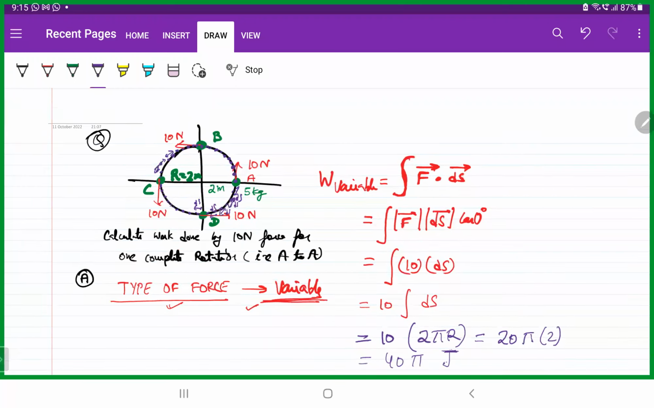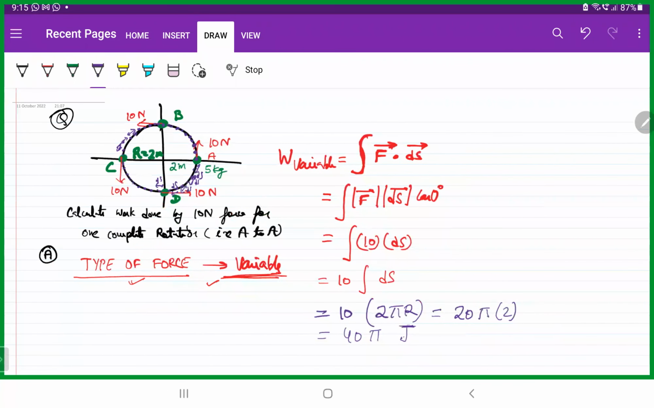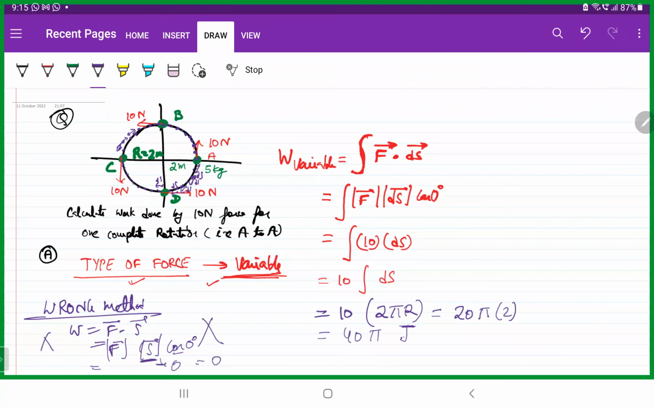Okay, so this will be the answer for this problem. It will not be 0, because we should not see the overall displacement. What can be a wrong method for it? We'll apply the constant force formula, F dot S: magnitude of force, magnitude of overall displacement, and cos. Cos will also be a problem because force and displacement direction changes at each point. So you are taking overall displacement. Overall displacement is 0, so work done will be 0, which is the wrong method.